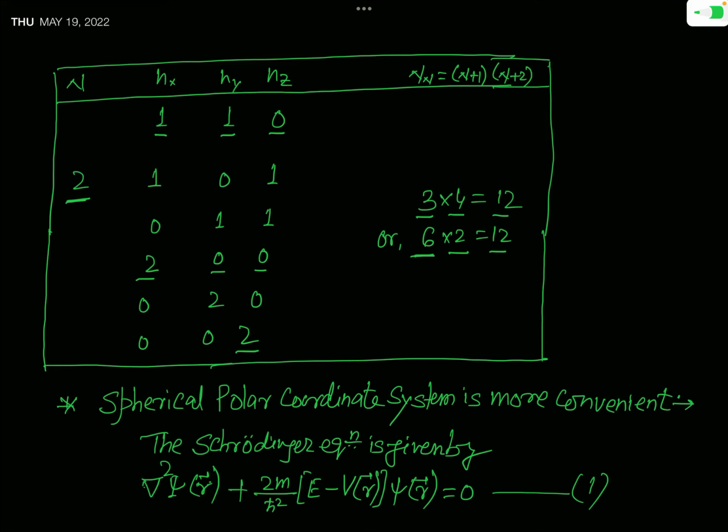So you can find the number of neutrons or protons either by considering the total number of sets of nx, ny, nz and after that multiplying it by 2, where 2 is due to the 2 spin states, or you can find the same result by considering this formula, that the number of neutrons or protons is simply equal to (N plus 1) into (N plus 2).